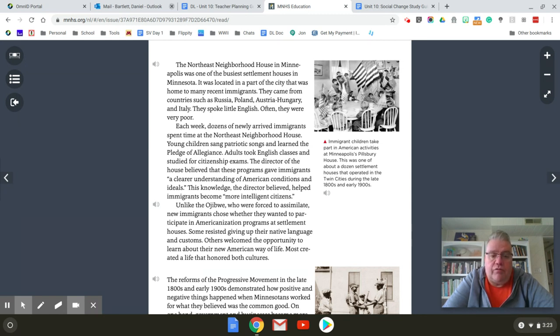Unlike the Ojibwe, who were forced to assimilate, new immigrants chose whether they wanted to participate in Americanization programs such as settlement houses. Some resisted giving up their native language and customs. Others welcomed the opportunity to learn about their new American way of life. Most created a life that honored both cultures.